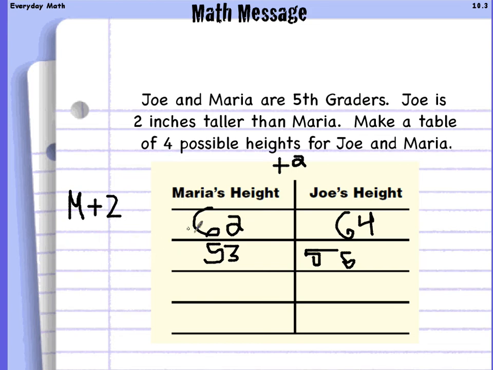So if Maria's height was 62, we would plug 62 in for the m. 62 plus 2 is 64. If 53 was Maria's height, we could plug it in. 53 plus 2 would be 55. It is a way to help us figure out unknowns.